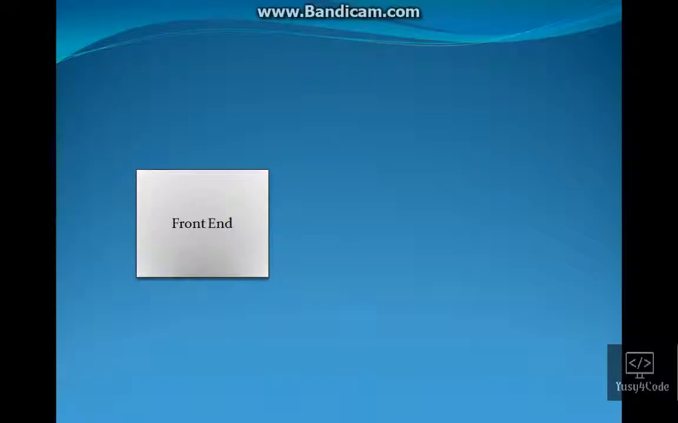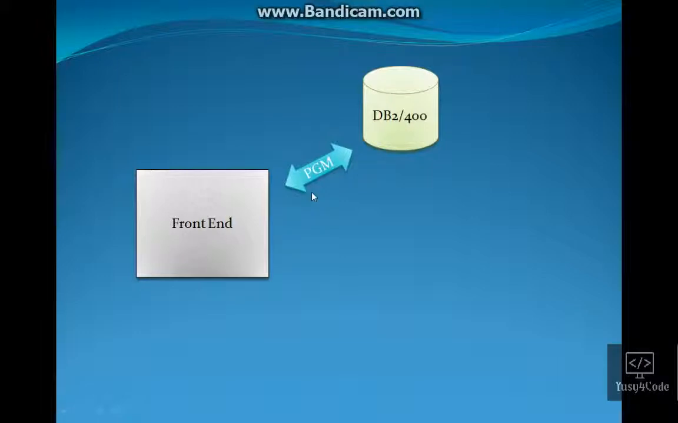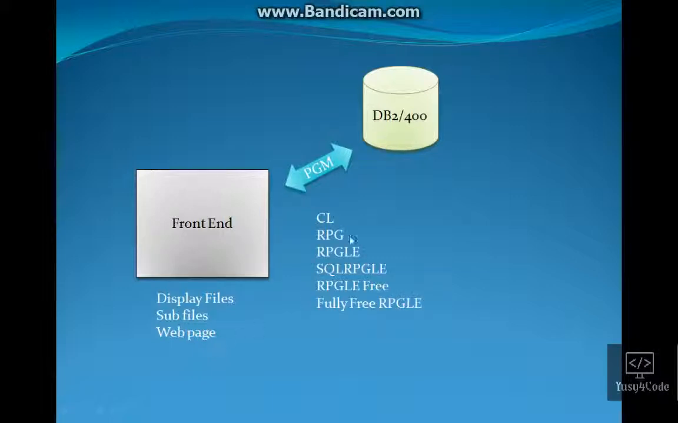In this video, I would like to give an overview of application development in IBM i. In general, a complete end-to-end application will have a front-end and a back-end, and there will be a program which controls both. So in IBM i, for the front-end, we have display files, subfiles and web pages. This is typically based on the Apache web server, and for the program we have CL, RPG, RPGLE, SQL RPGLE and free and fully free, those standards.